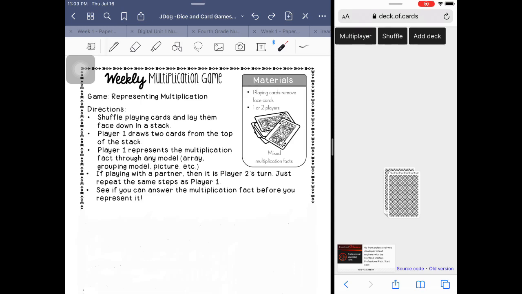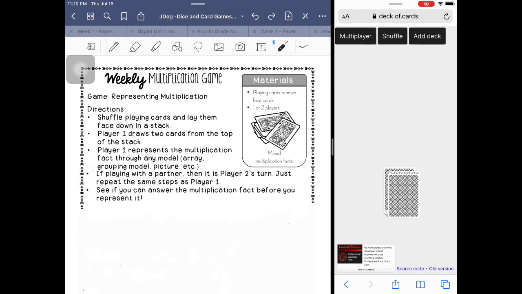First thing you need to do is shuffle your playing cards and lay them face down in a stack. Player 1 draws 2 cards from the top of the stack. Player 1 represents the multiplication fact through any model. It can be an array, it can be a grouping model, it can be a picture, it could be a number sentence. If playing with a partner, then it's player 2's turn.